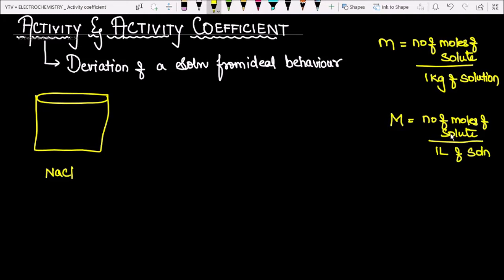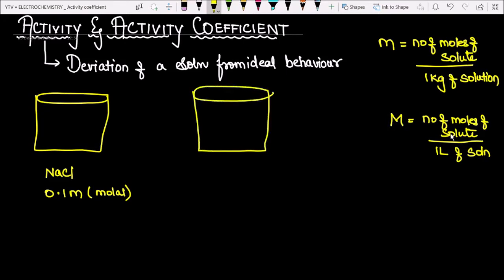Now let's say I have NaCl solution. I'm telling you I have 0.1 molal. We call it molal when we put it as small m. So I have a 0.1 molal NaCl solution. Now in another situation, I'm using another beaker. In this beaker also I have NaCl solution, but now I have 2 molal. I'm having a 2 molal NaCl solution.